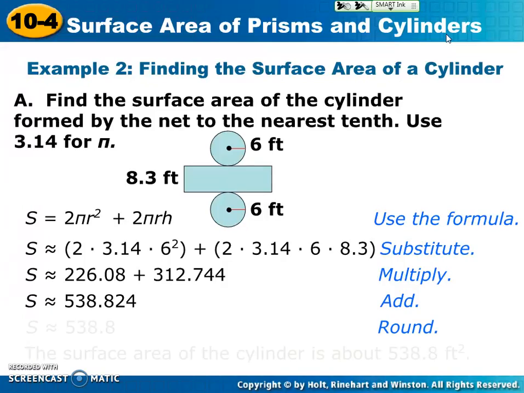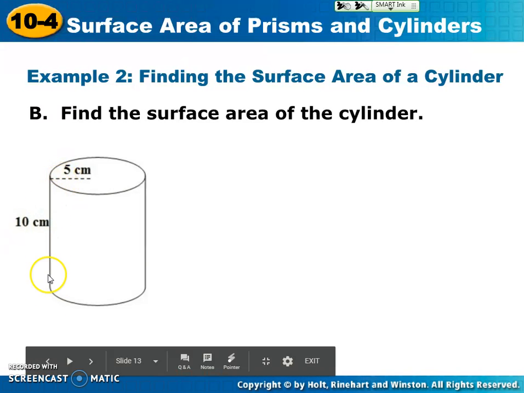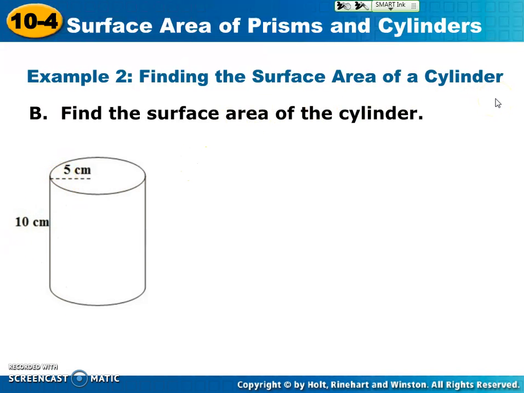All right, what if it doesn't look like a net? What if it's just a plain old cylinder, right? Well, here's our radius. Here's our height. Plug it into your formula.